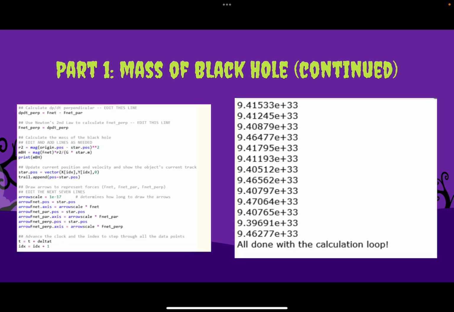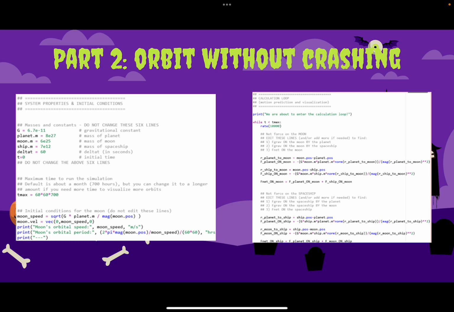So finally, we were able to calculate the mass of the black hole, which is the magnitude of the net force times the distance squared divided by the gravitational constant times the mass of the star. And after running the code, we found that the average mass was 9.462 E33.